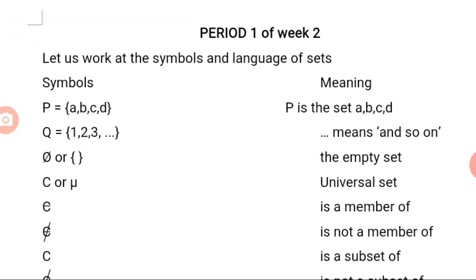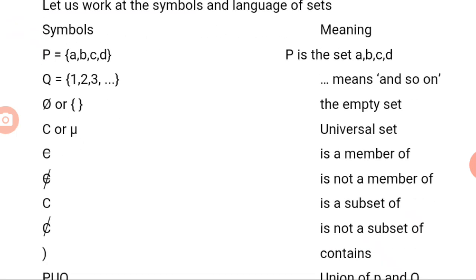The next one is the universal set. As we said last week, we can use this to represent the universal set. Is that clear? But look at that C. It's not that, but it's in form of E, as I told you last week. This C is a typographical error. Is that clear?